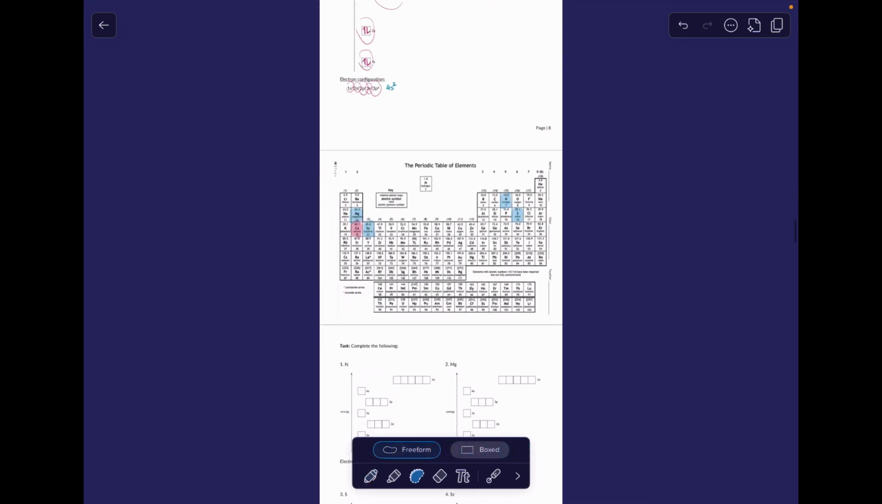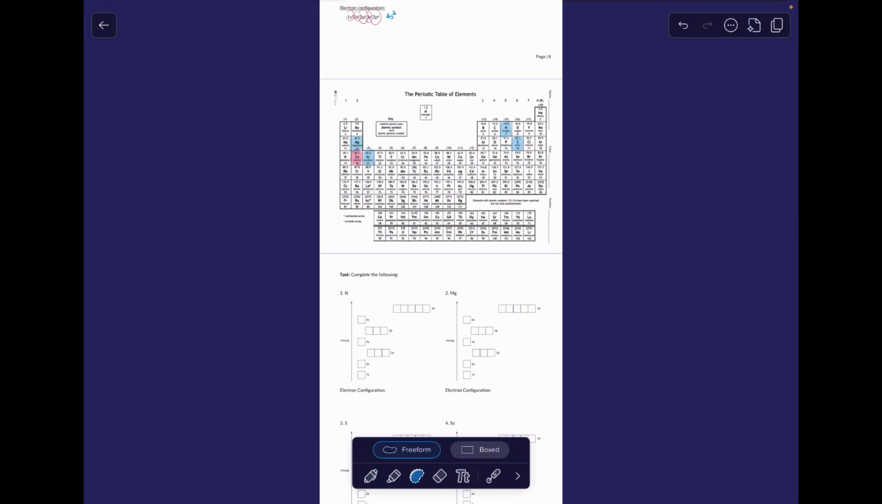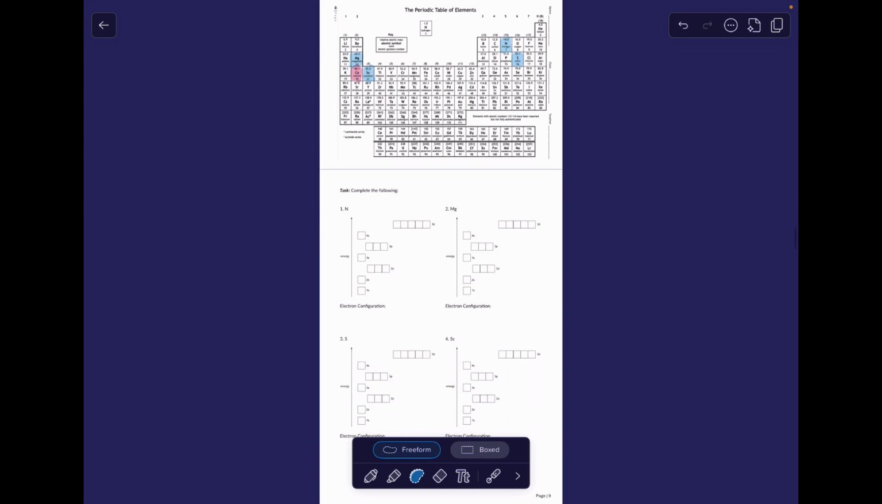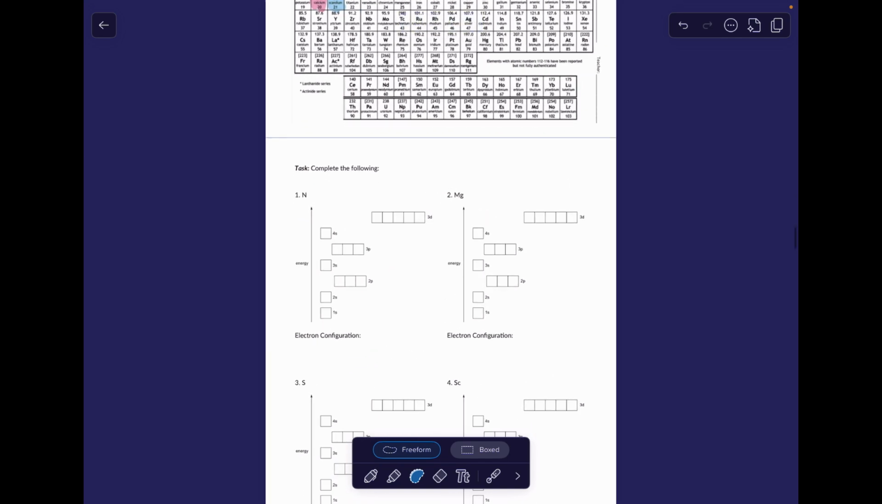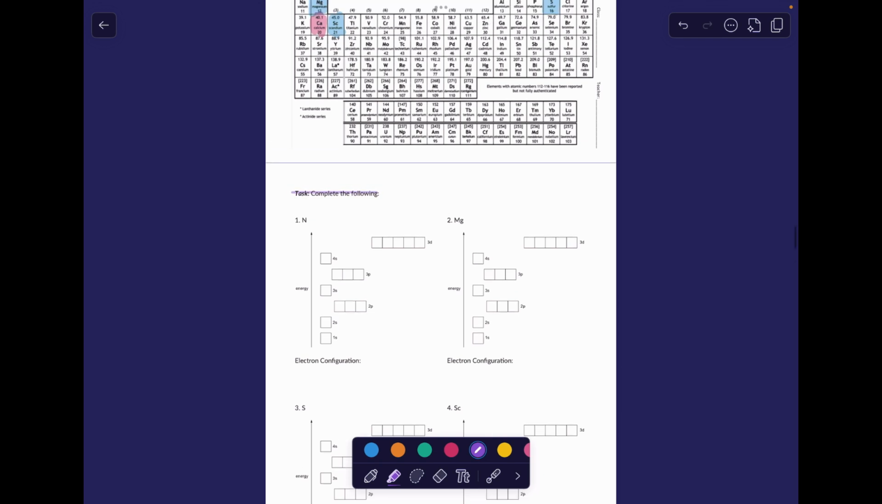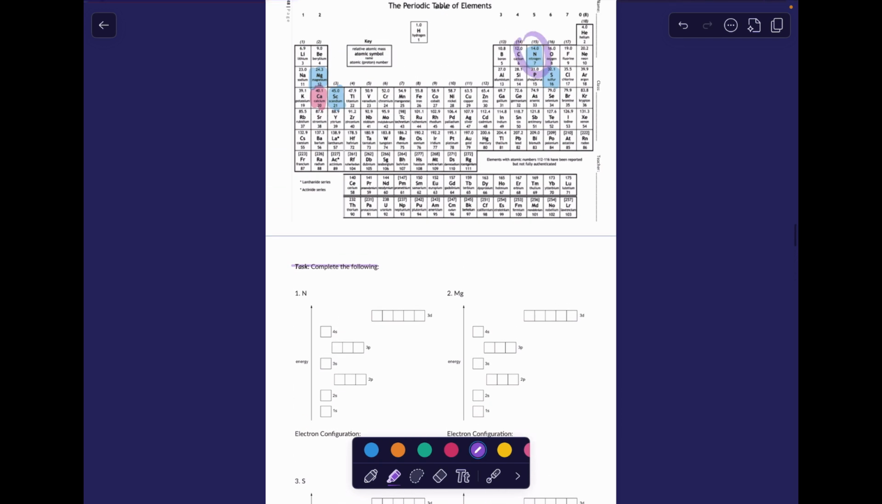And I've left the periodic table there for you, so you might have to flip your periodic table to find these out. I will go through the first one with you, just to give you a little bit of confidence. So, task: complete the following. I would like you to complete these. So I'm going to highlight this for you. And we're going to look at N. N is nitrogen. This is in group 5. This is over here. Little number says 7.